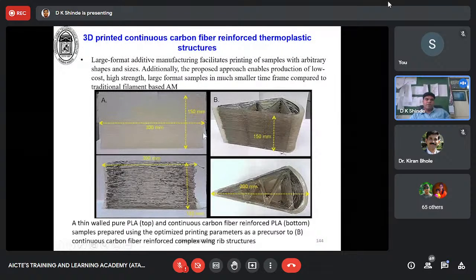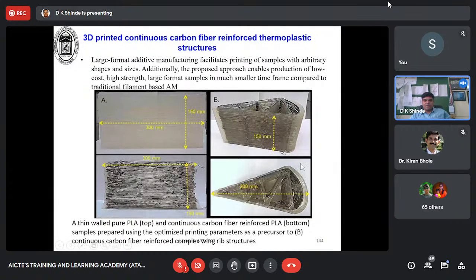The length is 300 millimeter, height is 150 millimeter, and the shape is, you can see from the top view, this kind of shape they have developed. So with large format additive manufacturing, this shape size is possible, and you can develop the system enabling production of low cost, high strength, large format samples in such a short time, because faster is the curing, and the selection of the matrix and the fibers in the additive manufacturing.